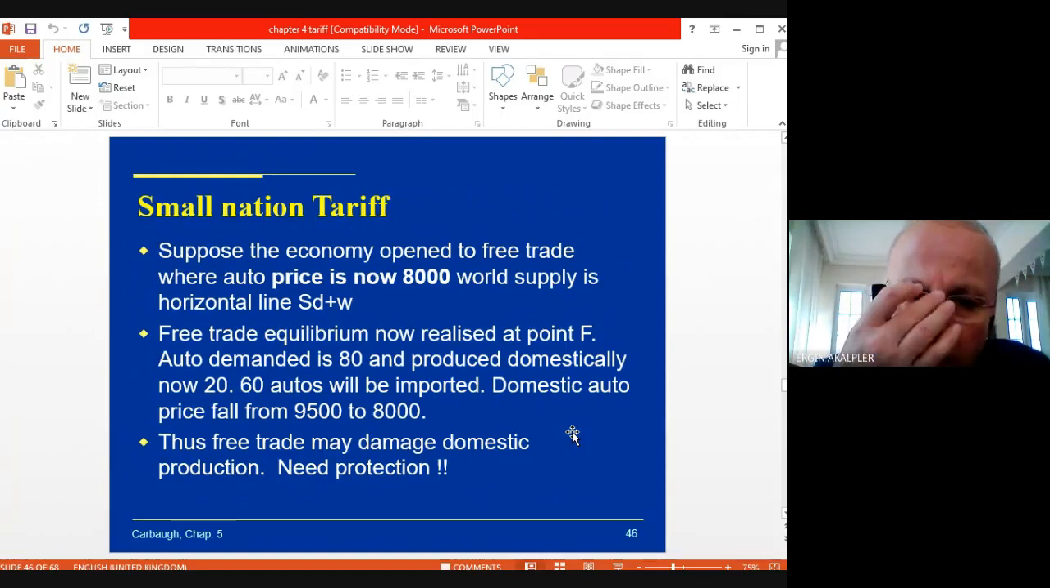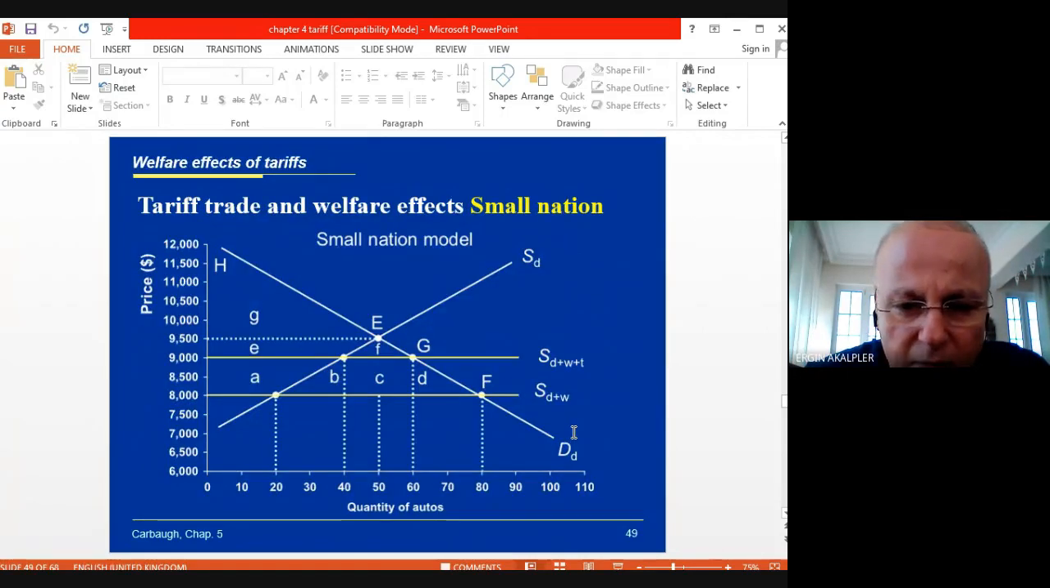The price is usually lower than your market, and it is the horizontal line where ST plus V is illustrated here in the graphic. This is point F, illustrating the free trade without tariff after enlarging the market, because at point E we have the autarky position, and at point F we have the free trade without any tariff application.